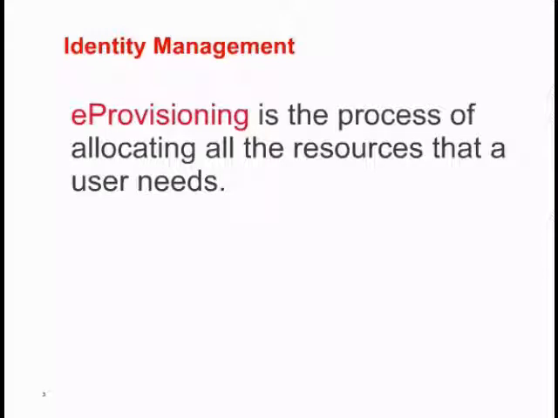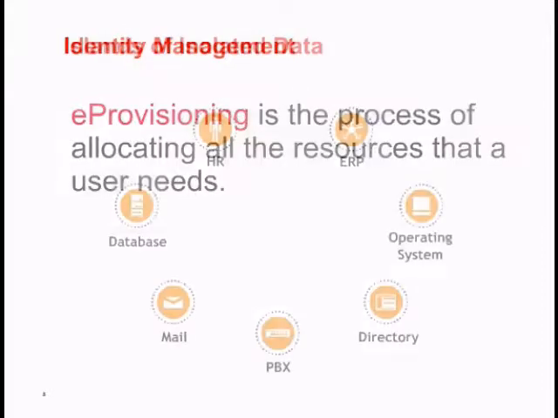So e-provisioning is the process of allocating all the resources that a user needs. And that really is identity management. Someone gets hired in an organization. What resources do they need to successfully do their job?